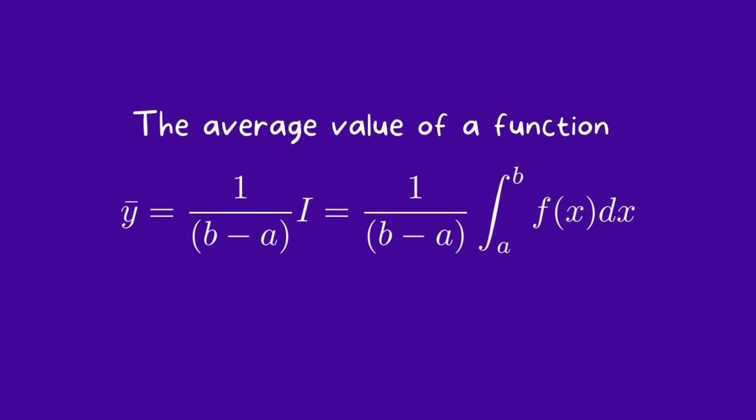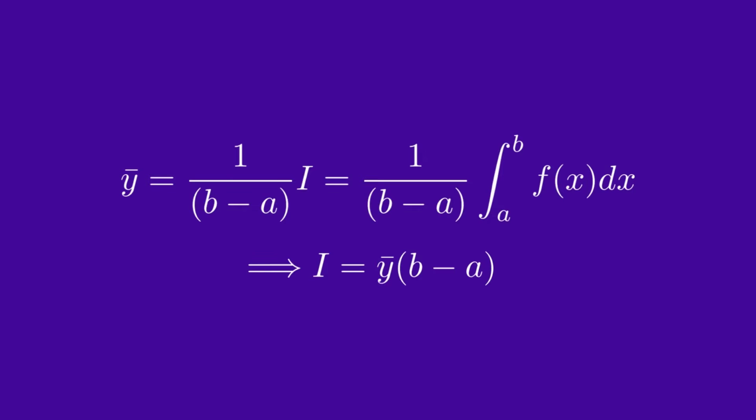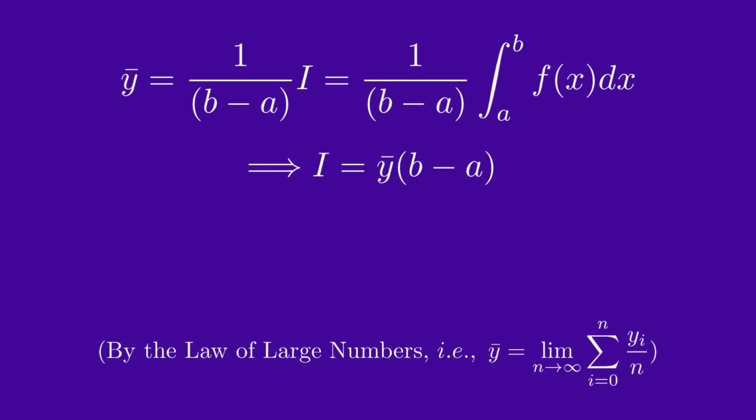To understand the intuition behind a definite Monte Carlo integration, it is helpful to remember the way in which one calculates the average value y bar of a function f on an interval a to b, which is using this formula on the screen. It implies that if the average value of f on ab is known, then the integral of f can be computed by multiplying y bar with the interval length. But how is y bar calculated?